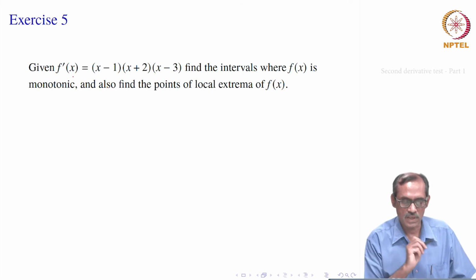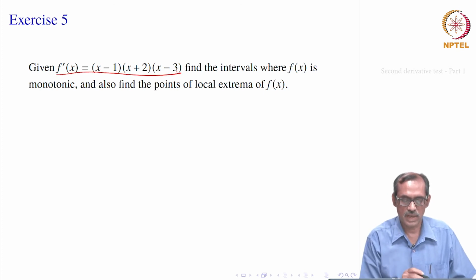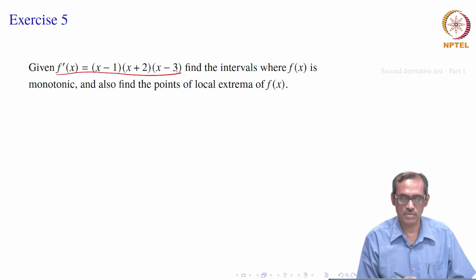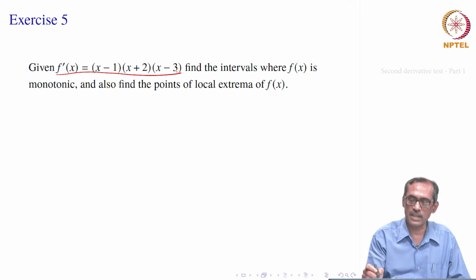Let us take one more problem. Here the function is not given, but what is given is its derivative. Its derivative is x minus 1 into x plus 2 into x minus 3. So, what is asked is to find the intervals where f x is monotonic, that is f x is increasing or f x is decreasing. Throughout the interval it should happen, right, that is the meaning of increasing or decreasing in an interval, or monotonic in the interval. Then we are also required to find the points of local extrema of f x, local maximum and local minima.